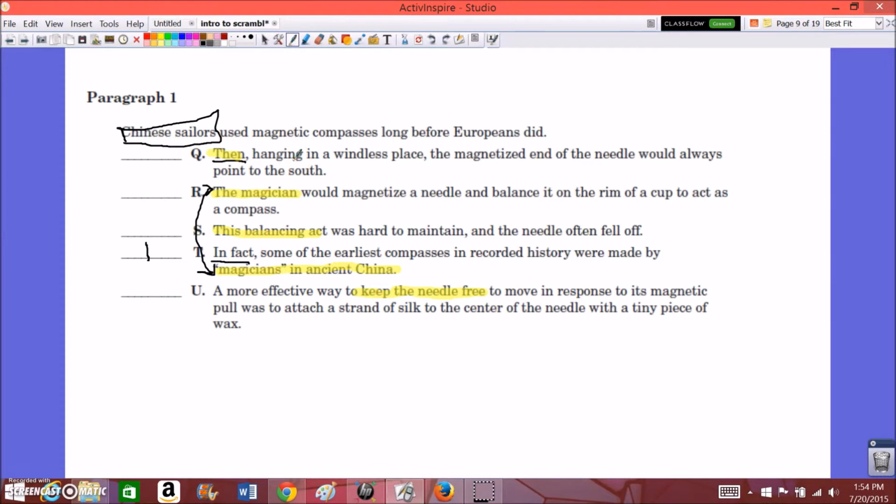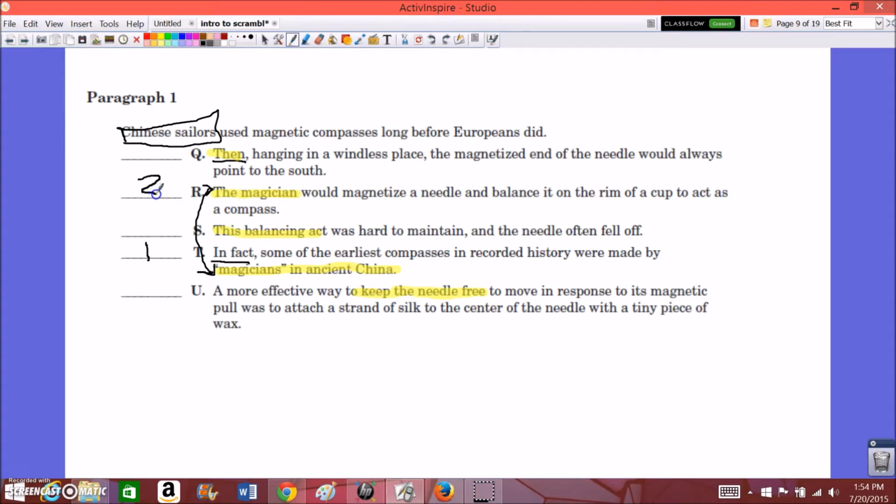When I get sentences that look like they're hooked up together, I read them as a pair to see if it actually does flow well. Chinese sailors used magnetic compasses long before the Europeans did. In fact, some of the earliest compasses in recorded history were made by magicians in ancient China. The magician would magnetize a needle and balance it on the rim of a cup to act as a compass.